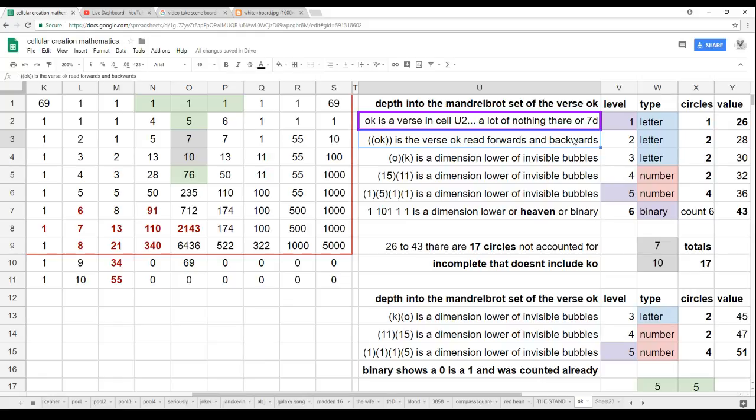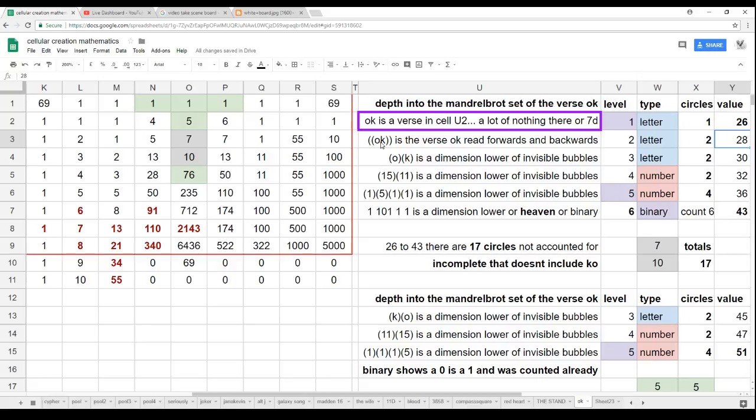So we left, let's say, the high ground now. The high ground is going to be the big circle, and then when you go a little bit below the high ground, you're going to have two circles there. Okay, you're going to be the second depth into the Mandelbrot set right here. You're looking at letters again and how to read them as a verse forward and backward. So there's two invisible circles. Now your value becomes 28.